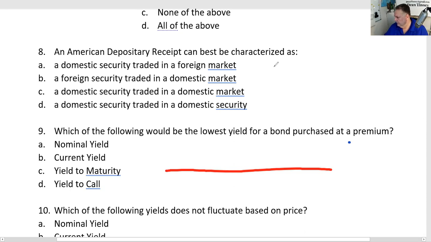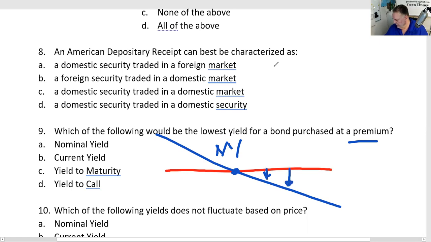So it says bond purchased at premium. So what we're going to do here is make our line there. And that represents the nominal yield, which doesn't change. And then we're going to have the current yield here, the yield to maturity here, and the yield to call would be the lowest yield. That's very testable to know that when you buy a bond at a premium, you should quote the lowest yield, the yield to call. Sometimes we call that yield to worst. You would definitely want a handle on that.